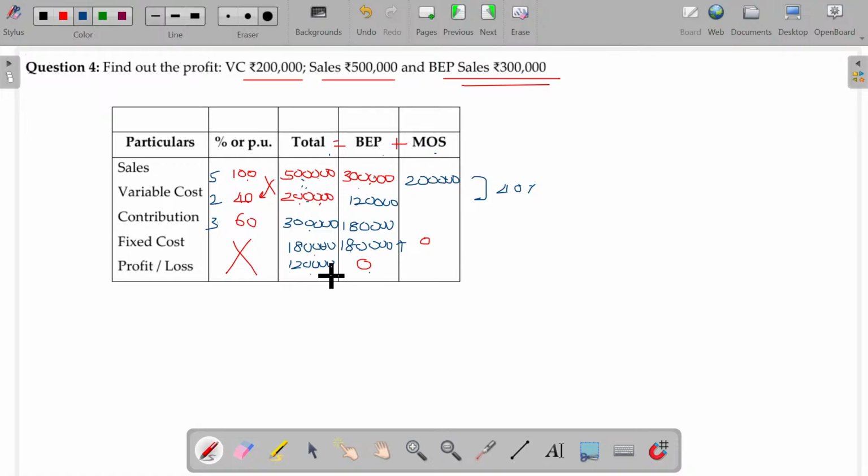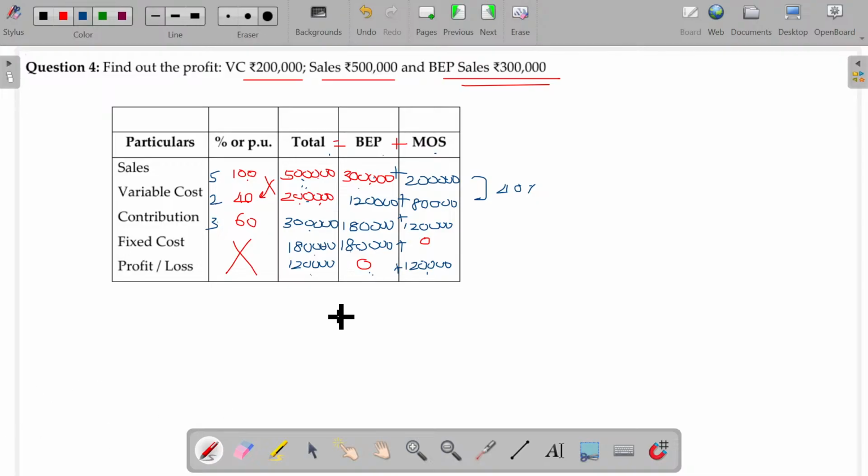So, 0 being the BEP from 120, 0 is subtracted to get the profit for MOS. That profit we get in total is nothing but the profit for the MOS. That will be the contribution at MOS. Contribution at MOS and sales at MOS is given. So, the difference between these two, 80,000, will be the variable cost at the MOS level. You can cross verify that these two summations will be in the total column.